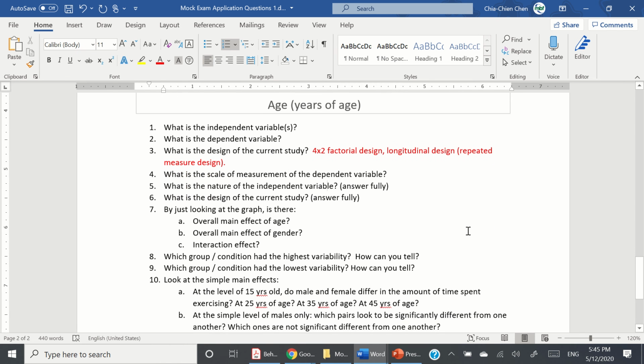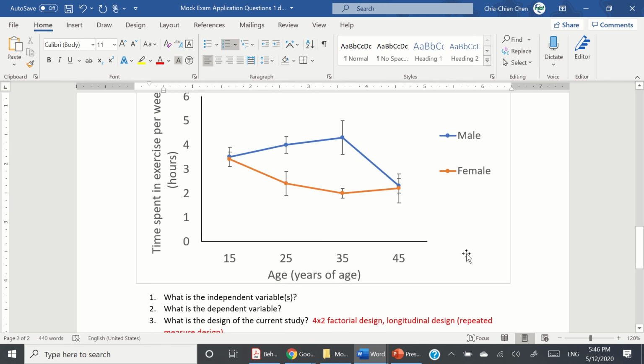Okay, number 8, which group or condition had the highest variability? And which one has the lowest variability? And how can you tell? Well, the way that you can tell is really by looking at how big the error bars are. The bigger the error bars, the more variability there is. The smaller the error bars, the smaller the variability there is.